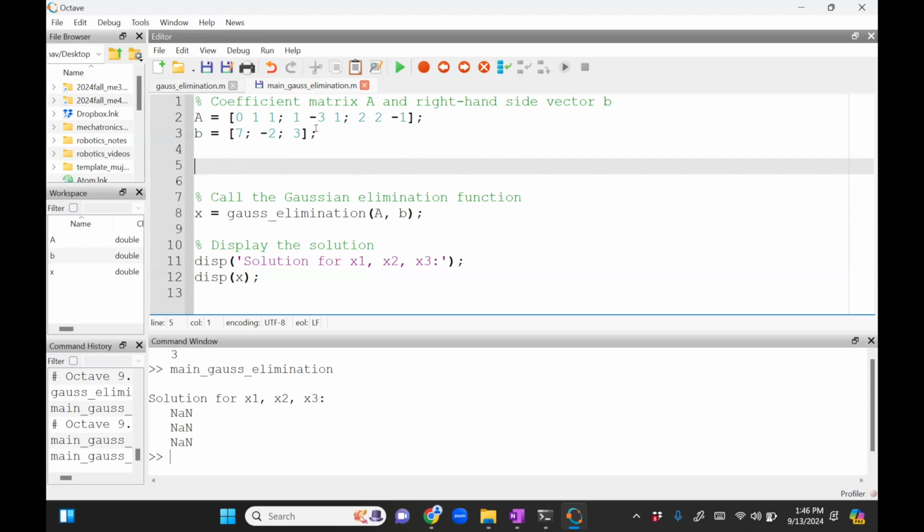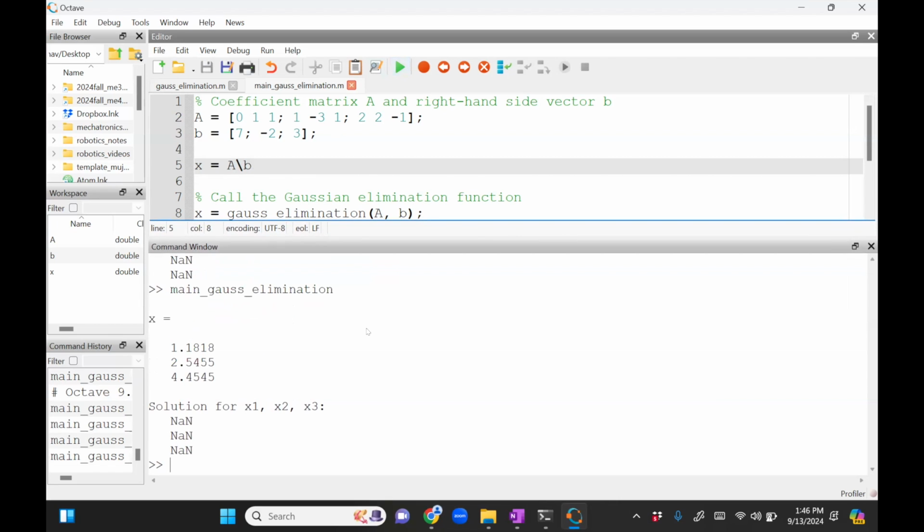So this one might have a solution. Let's do x equals a/b. So you see the solution actually is, let me run this again. So you see the solution is actually 1.1818, 2.544, 4. But it actually gives you not a number. This method fails because it's actually using this 0 as a pivot. It's dividing by 0, so it becomes 1 over 0, so it's infinity. And so it just doesn't work.